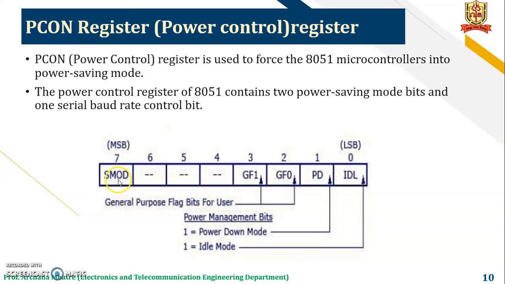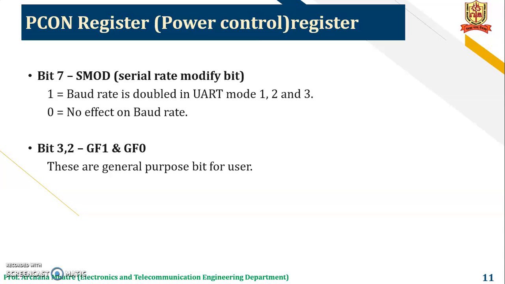The 7th bit is SMOD. It is used for serial baud rate control, and the 0th bit is IDL, then PD (power down), then GF0 and GF1. Now we will see the description of this format. Bit number 7 is SMOD, the serial rate modify bit. If it is set to 1, then the baud rate is doubled in UART modes 1, 2 and 3. If it is 0, then there is no effect on the baud rate. Bit numbers 3 and 2 are GF1 and GF0. These are general purpose bits for the user.